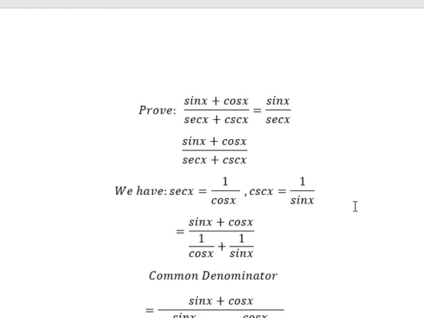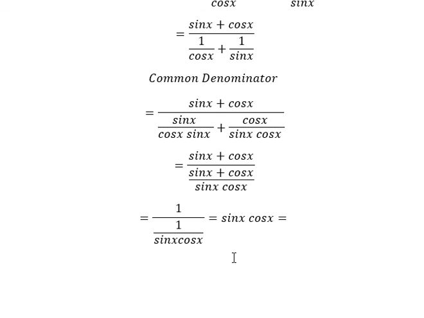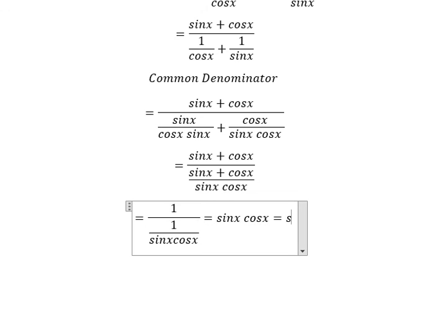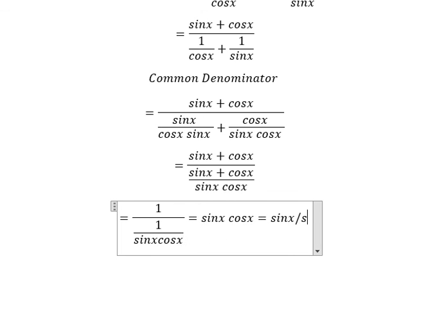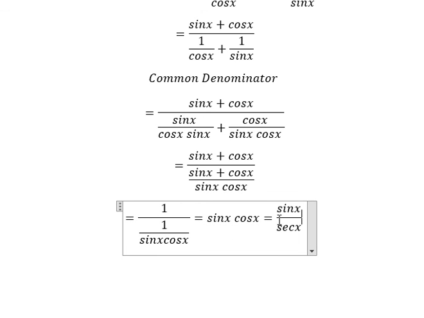And we know that we need to transform into secant of x. That means cosine x we can transform into one over secant of x, because cosine x equals 1 over secant of x.